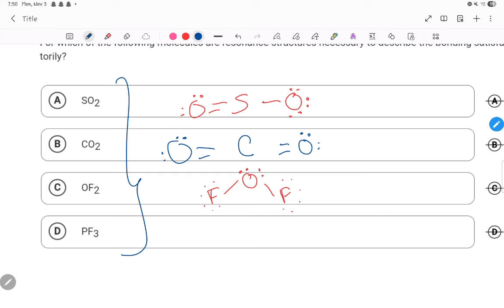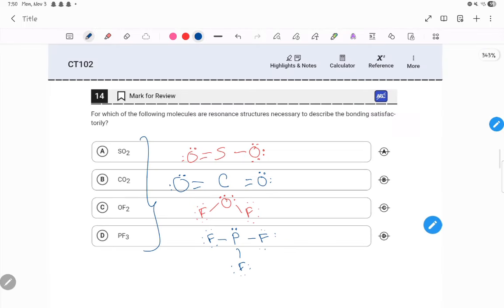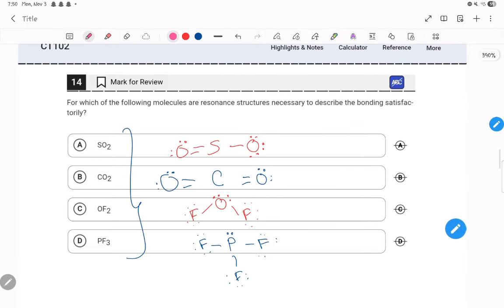I'm doing them quickly because I have the answers already. You guys need to practice on the answers, okay? So PF3 looks like this. P, F, F, F. Okay, so they want the one where it has a resonating structure. Directly, you cross out anything that does not have a double bond. So you cross this one out. Bye-bye. Now you're left with these two.